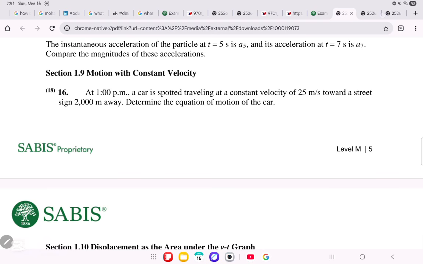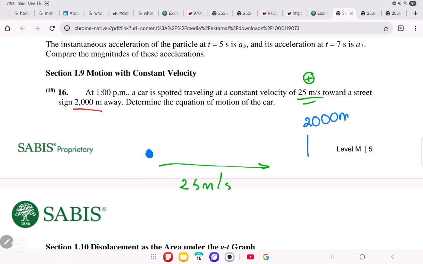Okay, so they told me that my velocity is what? My velocity is positive. And they said that I'm going towards a street sign 2,000 meters away. What does this mean? Let us draw and imagine what's happening. We have a car over here, and then we have a street sign, which is 2,000 meters away. I'm moving at a velocity of 25 meters per second, and it's positive. So if I took this to be my initial position, x initial, how much would this be?